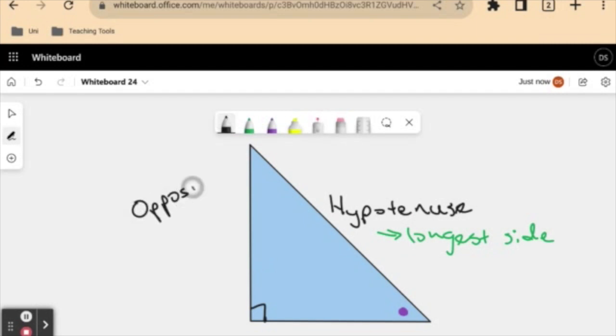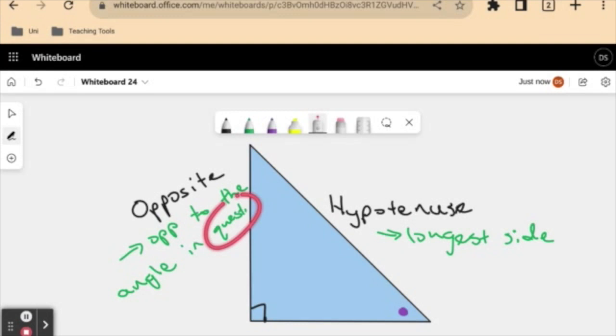And we've named and classified these sides in quite an intuitive way, because we're just describing what we're seeing. This side is opposite me. Hence, I'm going to call this side the opposite. And let's label this here. We'll say this is opposite to the angle in question. I've just written "quest" for short.